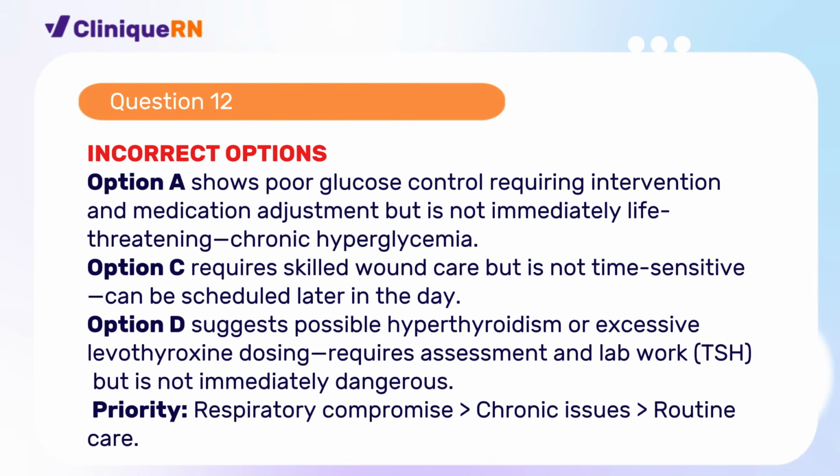Option A shows poor glucose control requiring intervention and medication adjustment, but is not immediately life-threatening, chronic hyperglycemia. Option C requires skilled wound care but is not time-sensitive, can be scheduled later in the day. Option D suggests possible hyperthyroidism or excessive levothyroxine dosing, requires assessment and lab work, TSH, but is not immediately dangerous. Priority: respiratory compromise greater than chronic issues greater than routine care.